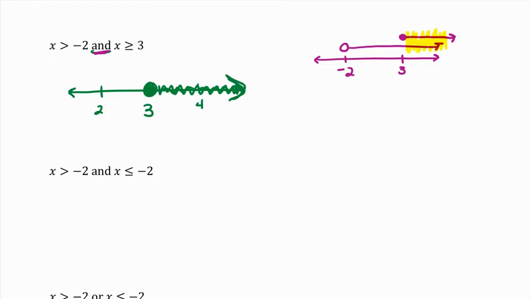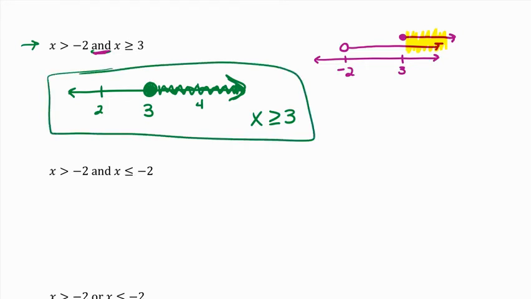That is much simpler than what we started with. If I look at that graph, I would just say that that is x is greater than or equal to 3. That's a much simpler way to state this inequality than what we started with. So if that's ever the case, then you should restate the inequality in a simpler version. So that would be our final answer on that one.